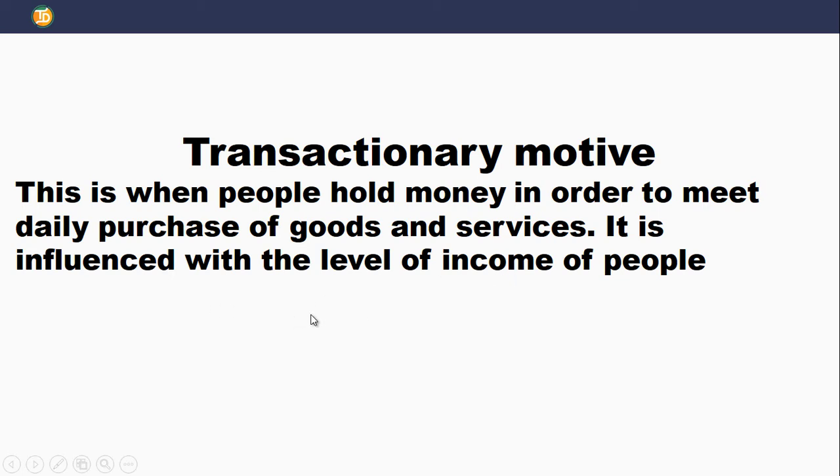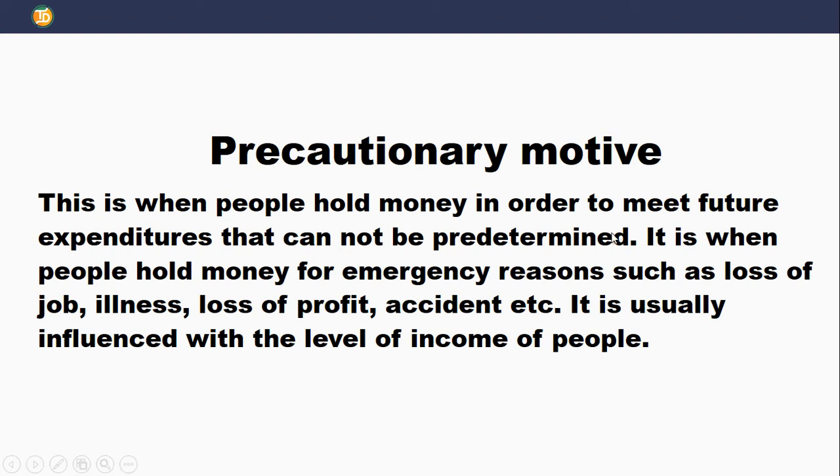The transactionary motive of holding money is influenced by the level of income of people. Number two is the precautionary motive. Precautionary motive of holding money is when people hold money to meet future expenditures that cannot be predetermined. So people hold money for emergency situations, such as loss of job, illness, loss of profits, or accident. So it is influenced by the level of income of the people.